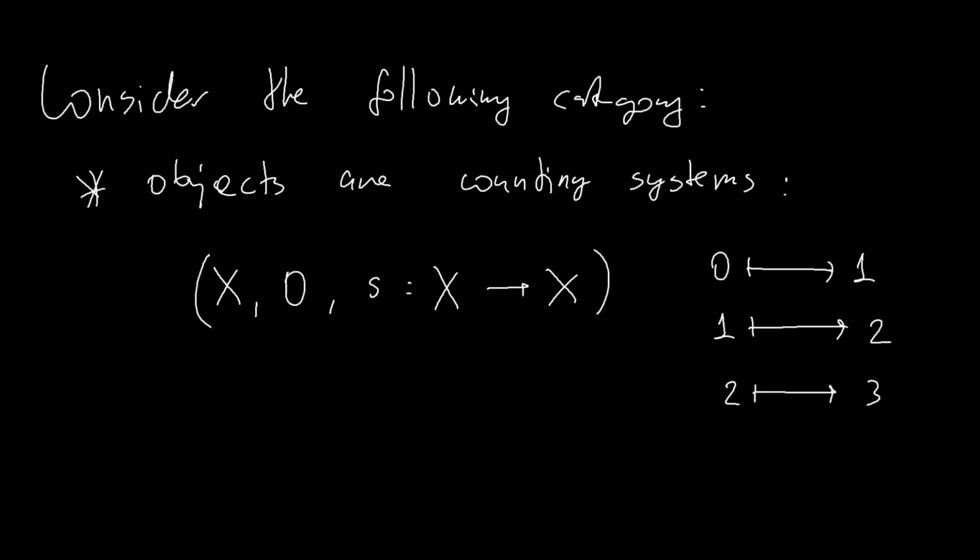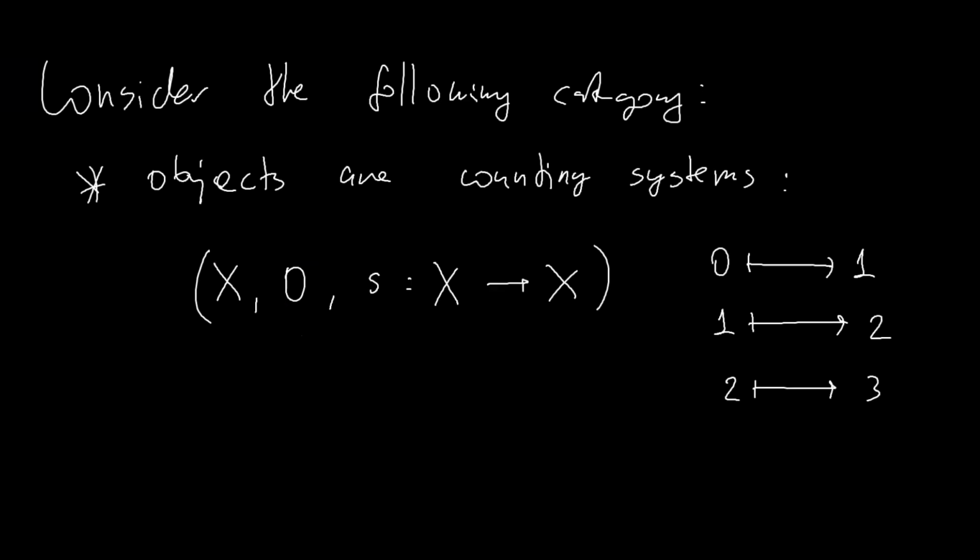Now, let us call a counting system any triple of this sort, so any set X whatsoever, any distinguished element in it, and any function from X to X. You might think, okay, but this is weird. Why would anybody use arbitrary such system? And let me actually convince you that people do.